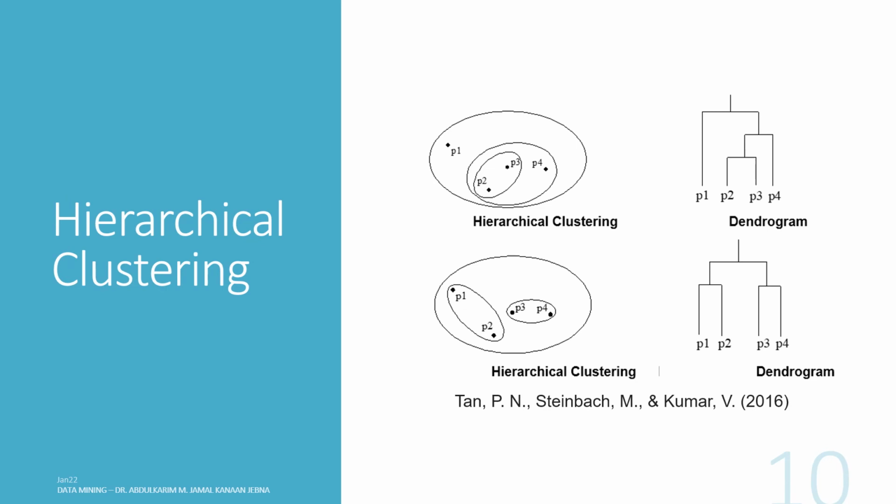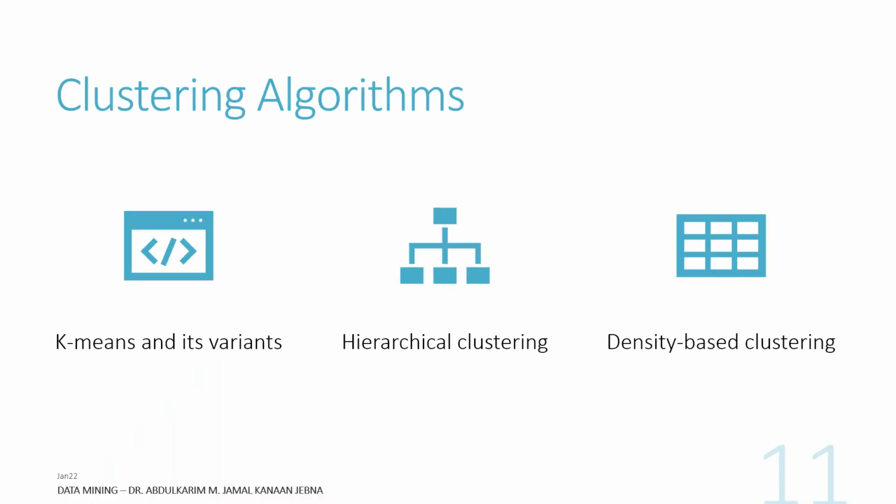Unlike partitional clustering, hierarchical clustering enables a data point to belong to more than one cluster because of the idea of nested clusters. Here we have two examples of hierarchical clustering where we see overlapping clusters, where data points can belong to more than a single cluster. The clustering algorithms that we are going to discuss are k-means and its variants, hierarchical clustering, and density-based clustering.